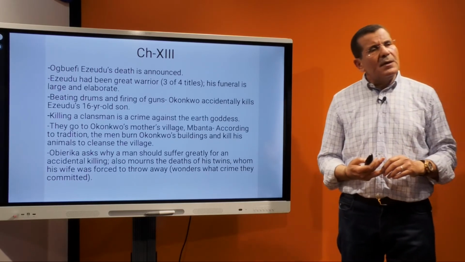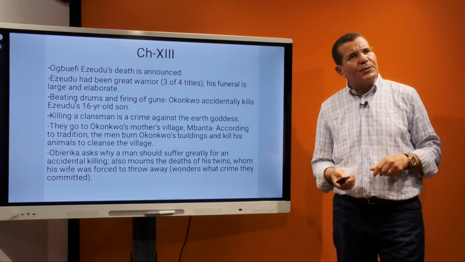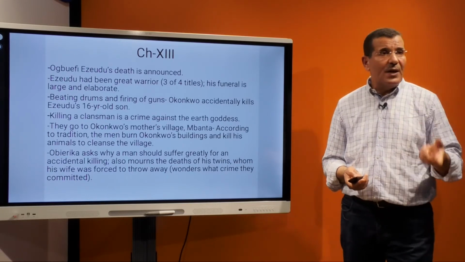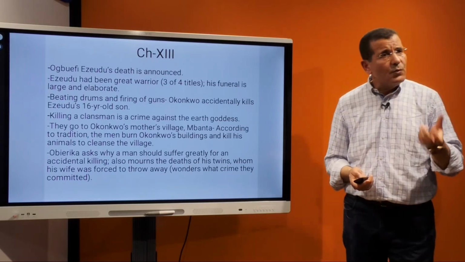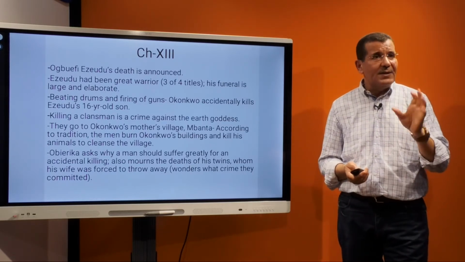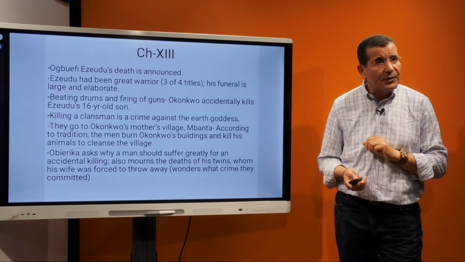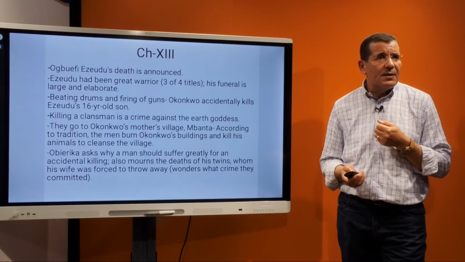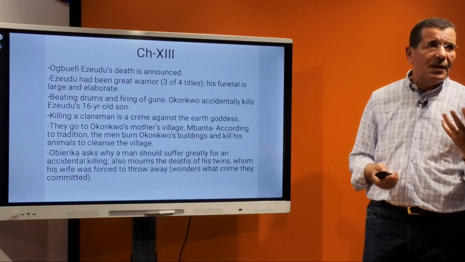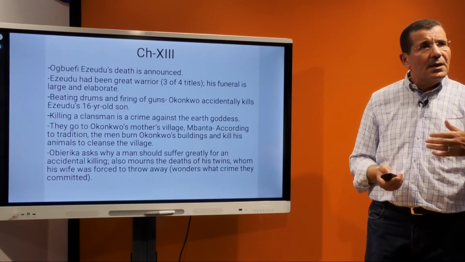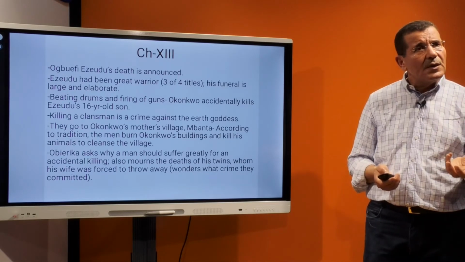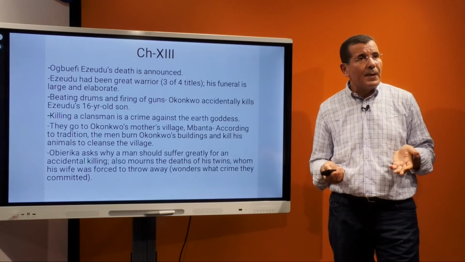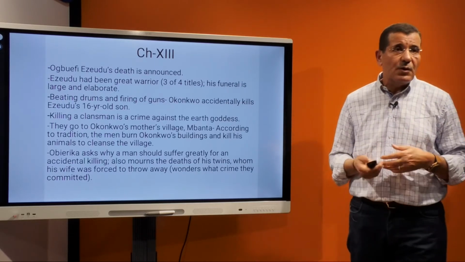And in the last chapter, I mean chapter 13, Ozodu died, and his death is announced. And this Ozodu, who had been a great warrior and had 3 or 4 titles, which means a very important personality in the clan, his funeral is large and elaborate. And in a moment of celebration, Okonkwo accidentally kills Ozodu's 6-year-old son. And killing a clansman is a crime against the Earth Goddess.